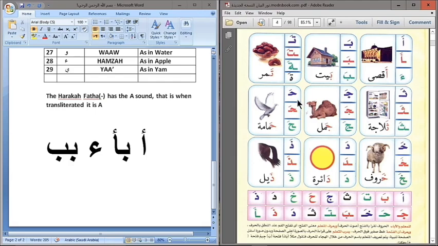This is ha at the beginning, ha in the middle, and ha at the end of a word. This is how kha looks like at the beginning, in the middle, and at the end. This is dal at the beginning, how dal looks like at the middle and end, and how dal looks like when standing alone. This is dhal at the beginning, the middle and the end, and when it's standing alone. So in a nutshell, these are the first 9 letters we'll be taking.